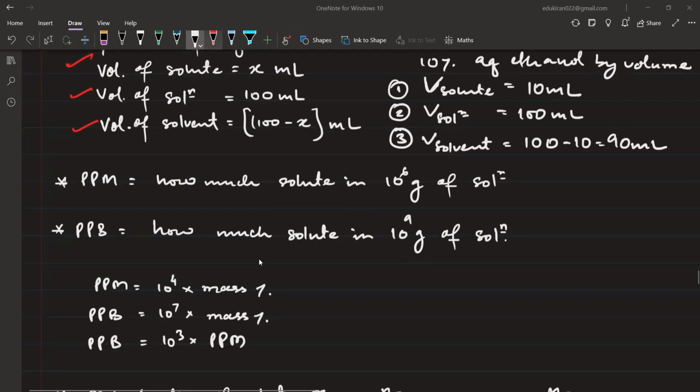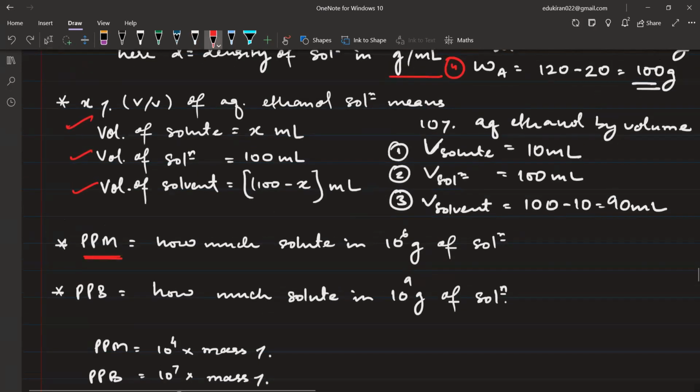Next we have ppm. These are just revisions. I hope you have done all of these things in solution chapter. What does ppm mean? How much solute is present in 10 to the power 6 gram of solution? 10 to the power 6 gram of solution में कितना हमारे पास solute है? See, when you have %, ध्यान दीजिएगा इसको, %, उसी तरह से ये क्या है? Per million.